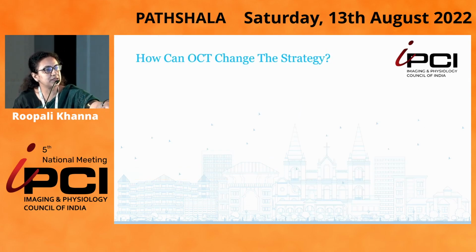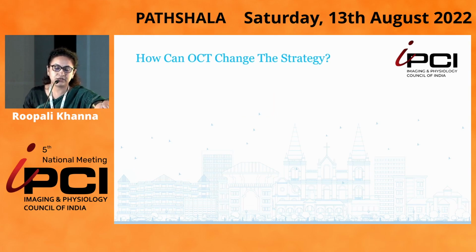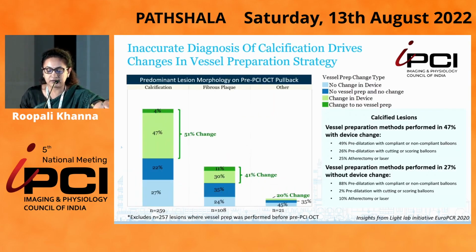So how can this imaging help in defining the strategy, how can OCT change the strategy? This was a LightLab initiative presented at EuroPCR, and it was found that when OCT was done, there was a 51% change in the strategy if you have a calcified lesion. This was basically depending on pre-dilatation with a compliant and non-compliant balloon, either by cutting or scoring balloon, atherectomy, or laser. So pre-OCT really helps in deciding the strategies.